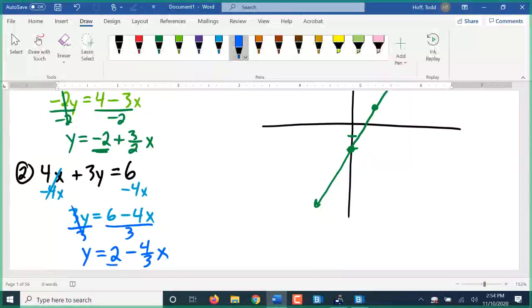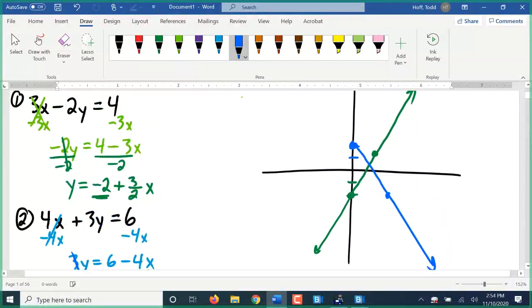So that means we're going to start at the positive 2, right there. And from there, negative 4/3 means we go down 4 over 3. Get our second point. So our line goes through those points.